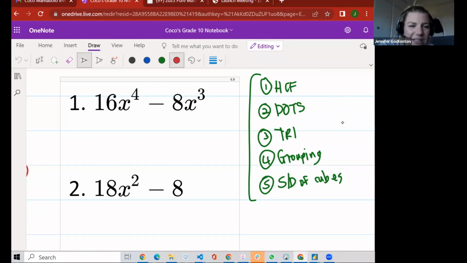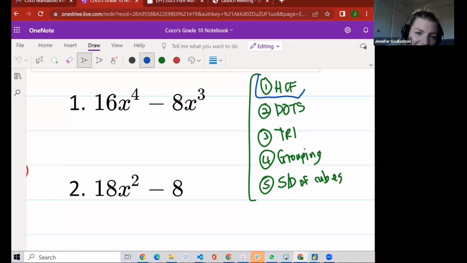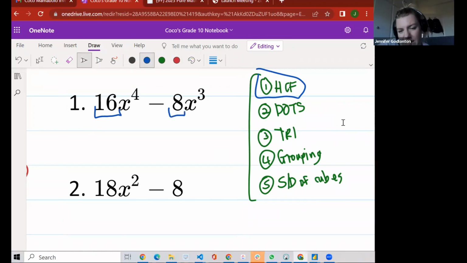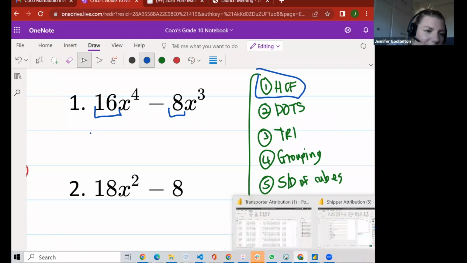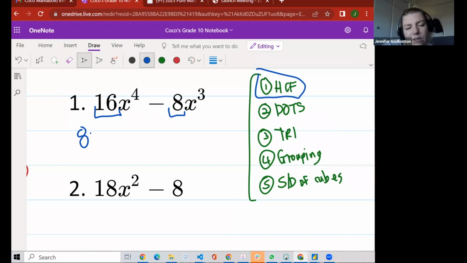So if you have a look at this question, we've got 2 terms. We've got 16x to the power of 4, and then we've got 8x to the power of 3. But remember, if there is a highest common factor, we have to take it out. We don't have an option. So let's have a look here. What can go into both 16 and 8? What number can go into both of those? Exactly, 8. So 8 can go into both of those.